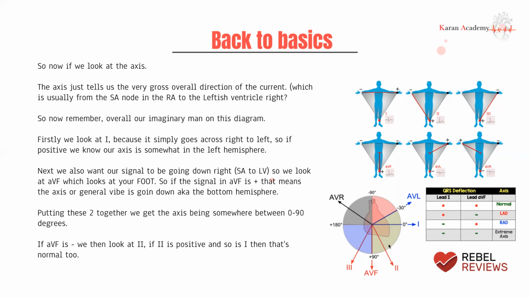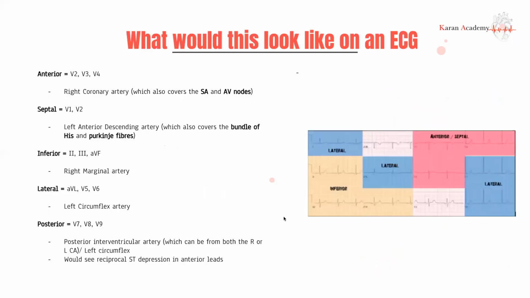Oh no, AVF is now negative. Well, we could still have a normal axis. In that case, look at lead 2. If lead 2 is positive, great, you're normal. If lead 2 is negative, it means that the axis is somewhere in this red zone. And as you can imagine, that would be called a deviation to which side? To the left side. That's a left axis deviation. Likewise, if you have AVF that's positive and lead 1 that's negative, your axis would be somewhere in this blue zone, and that would be called a right axis deviation. And that's all that is.